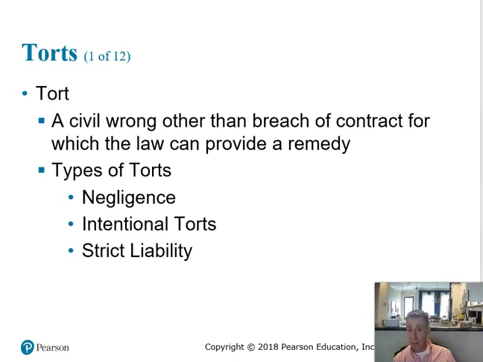There's negligence. Someone was damaged due to the negligence of somebody else. Intentional torts. That's when someone deliberately causes injury. In strict liability, that's when the activity is so dangerous that they don't really have to prove the elements of negligence because there must have been something.